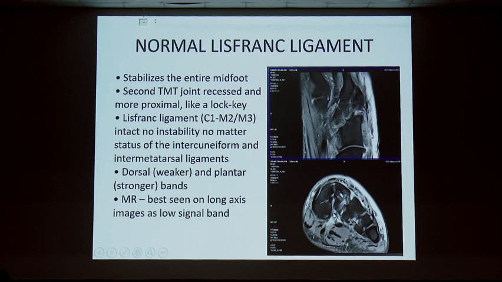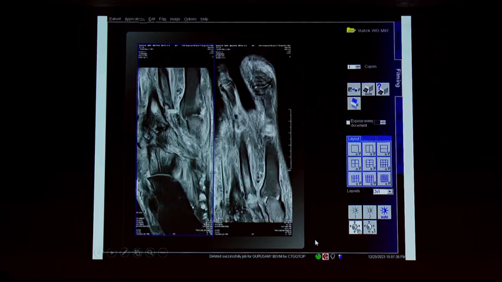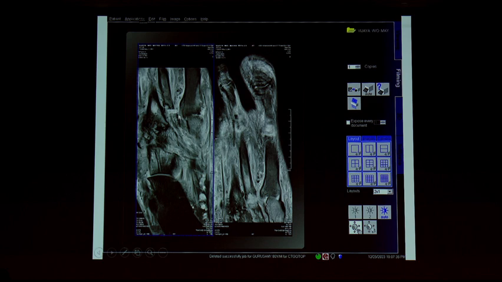There are two components. One is the plantar component, the other one is the dorsal component. This plantar component is very much essential. Whenever it is injured, you can see the displacement. Second to fourth metatarsals will be dislocated. This is the typical appearance of Lisfranc ligamentous injuries.